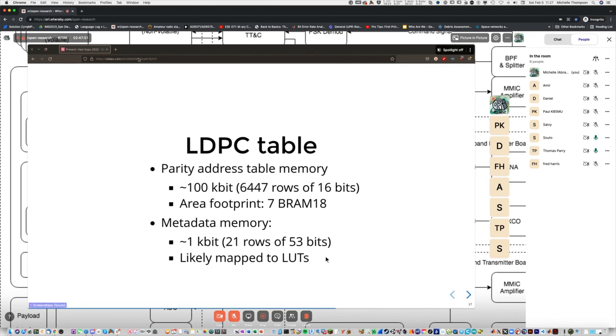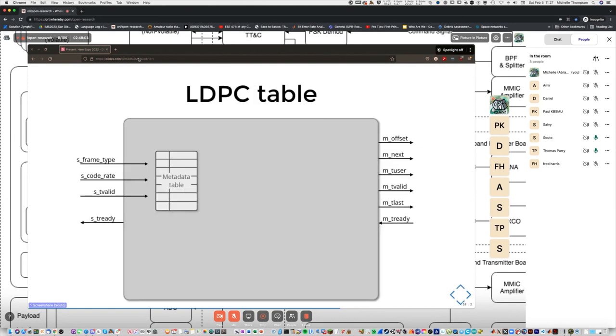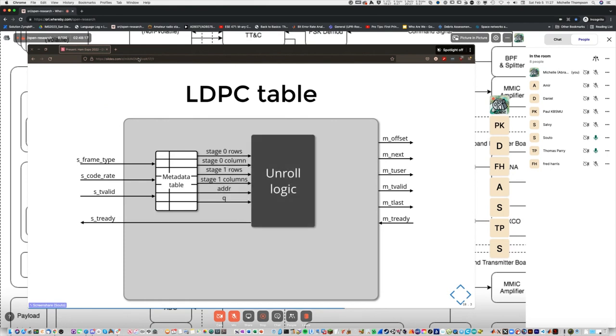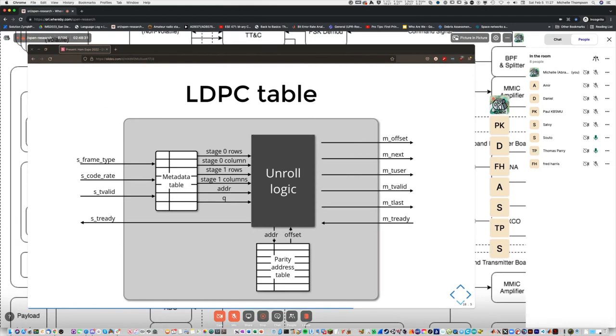And it's usually mapped to LUTs, lookup tables, for reasons. That's just generally what happens. So the LDPC table, how this works in hardware: frame type and code rate address the metadata table. The metadata table outputs the relevant information to what I call the unroll logic. The unroll logic will use this information to read the coefficients from the parity address table and unroll them to generate the final offsets.